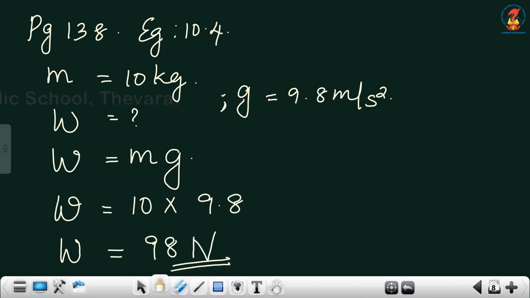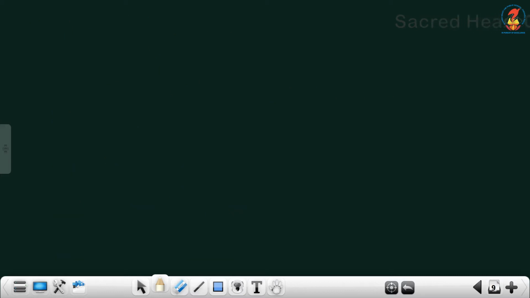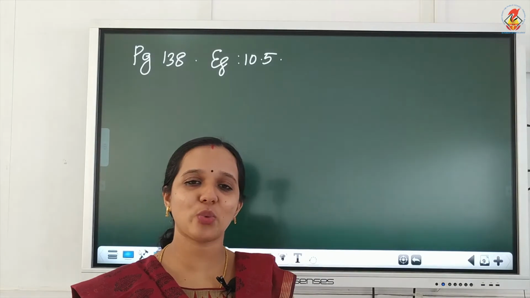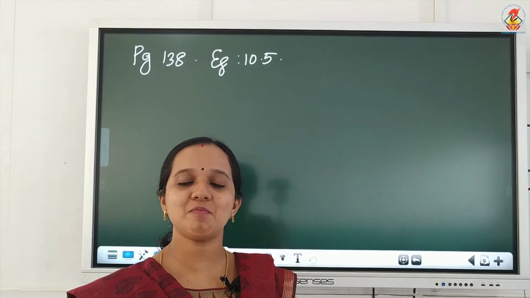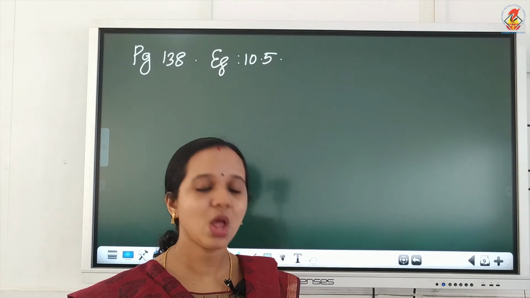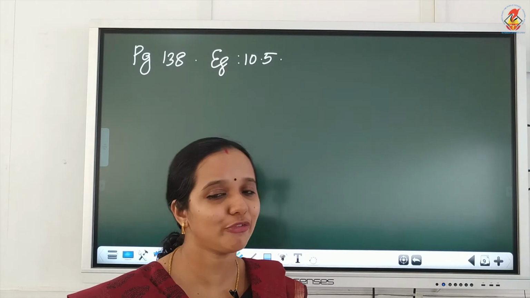The SI unit of weight is Newton. So the answer is 98 Newton. Okay. Now the next question is example 10.5 on the same page 138 of your textbook. Page 138, example 10.5. Question is, an object weighs 10 Newton when measured on the surface of earth. What would be its weight when measured on the surface of moon?